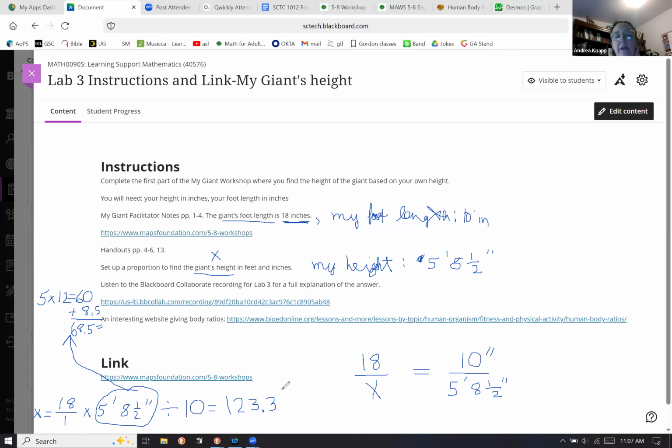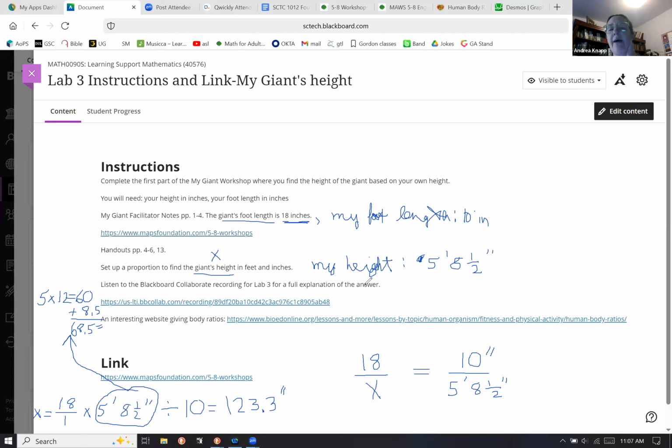123.3 inches, but we're supposed to give the answer as feet and inches. So we need to convert the giant's height into feet and inches. And Jaden, let me just catch you up really quickly here. For lab 3, we are supposed to figure out how tall this giant is if we know that their foot length is 18 inches. And we know that my foot length is 10 inches. My height is 5 foot 8.5 inches.